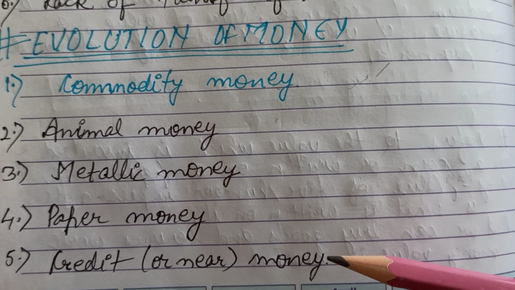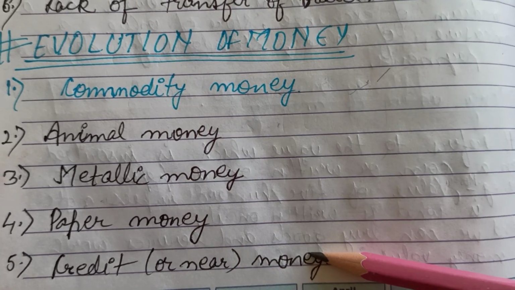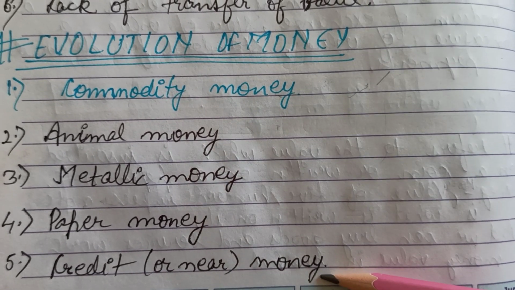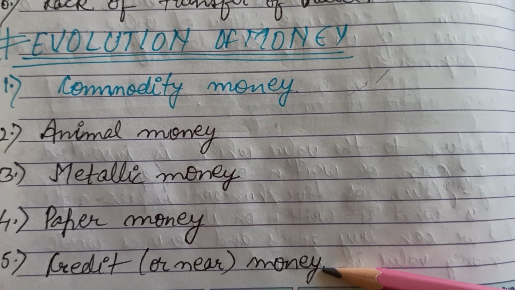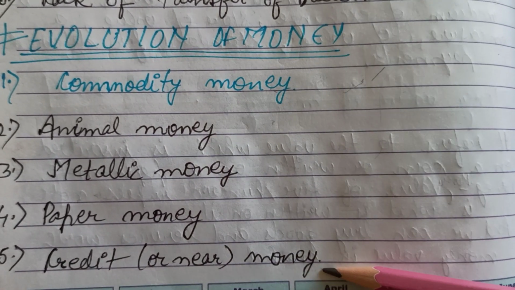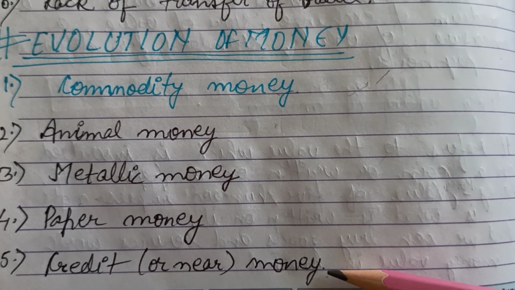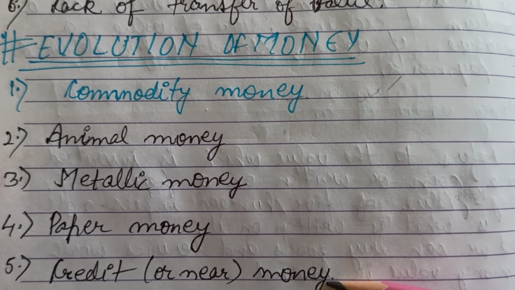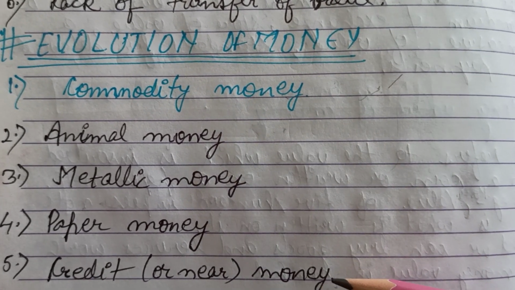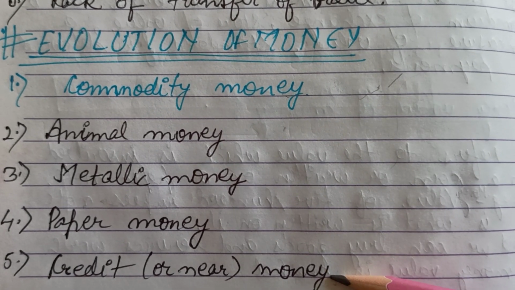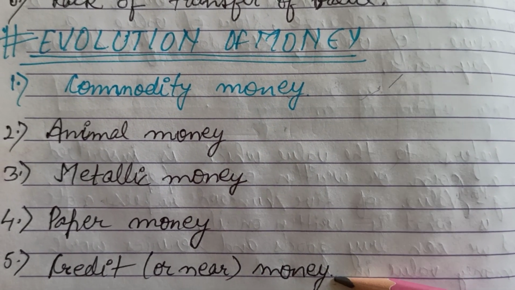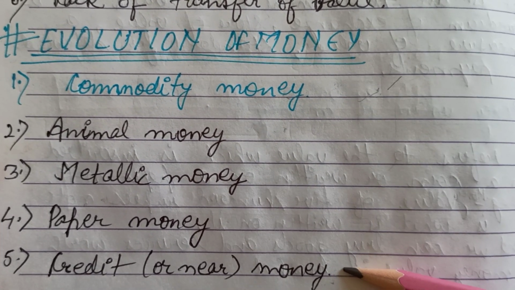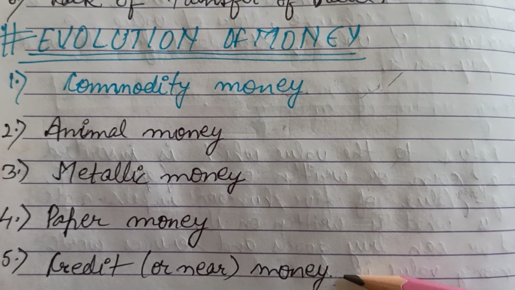Another form of money is credit money, also known as near money. This is the form of money which is kept by people in the form of bank deposits with the banks, and which can be withdrawn or transferred to someone else through a bank cheque. As we know, we must have our savings account with the banks, and we make deposits in those accounts. Now what is that? That is credit money or near money, which we can transfer very easily from one account to another. This form of money also came into existence after paper money.